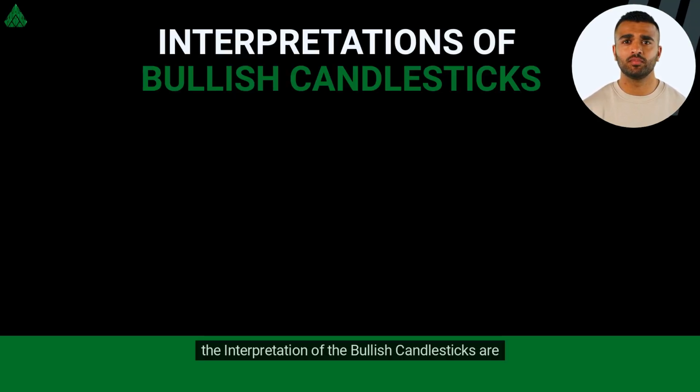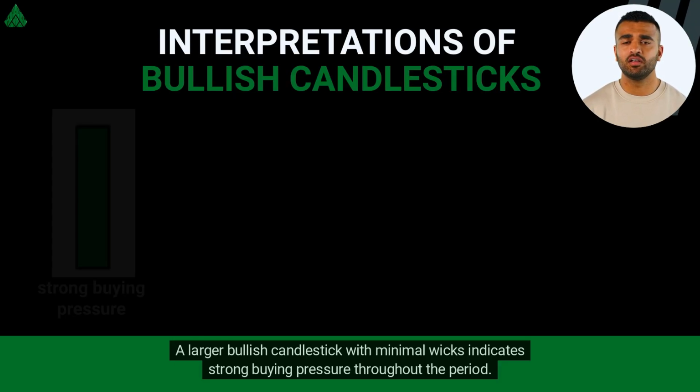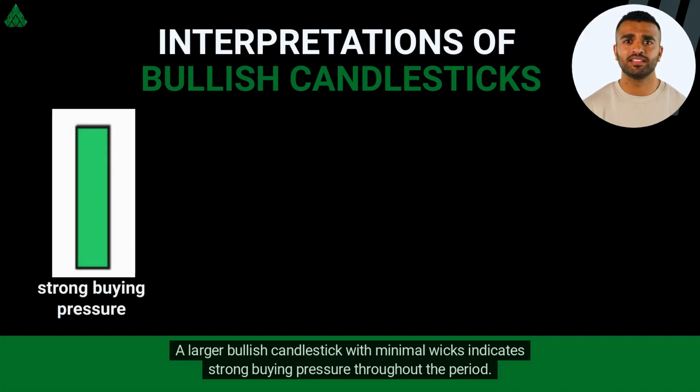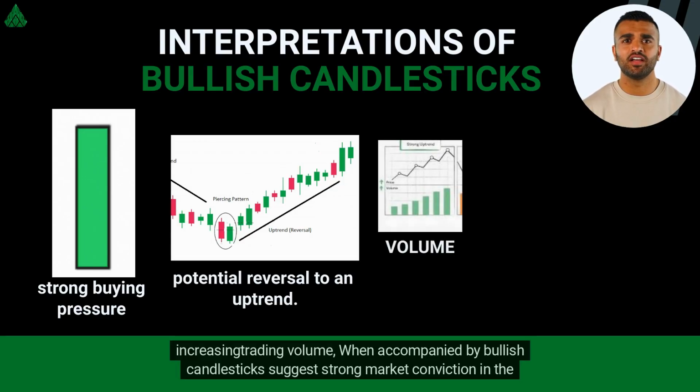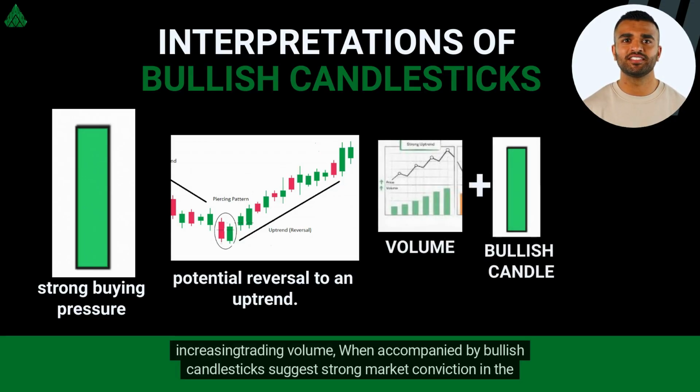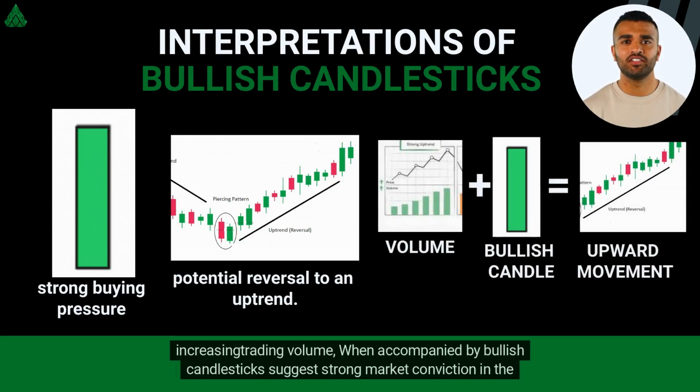The interpretation of the bullish candlesticks are: a larger bullish candlestick with minimal wicks indicates strong buying pressure throughout the period. A series of bullish candlesticks forming after a downtrend may signal a potential reversal to an uptrend. Increasing trading volume, when accompanied by bullish candlesticks, suggests strong market conviction in the upward movement.